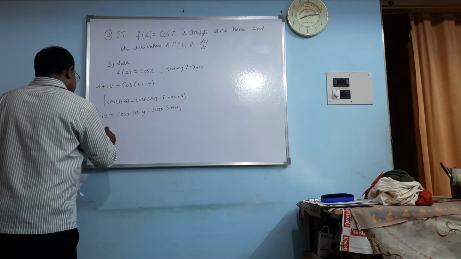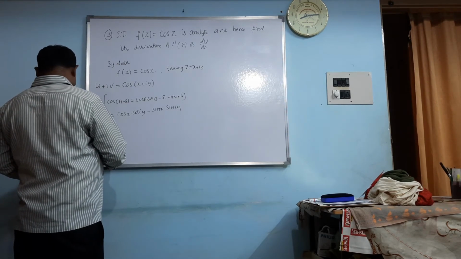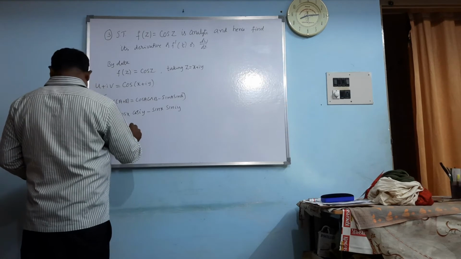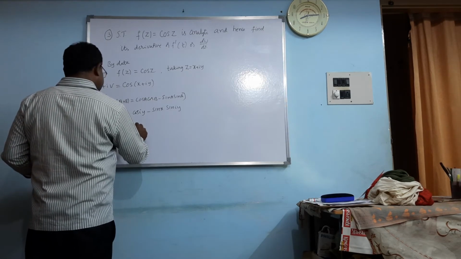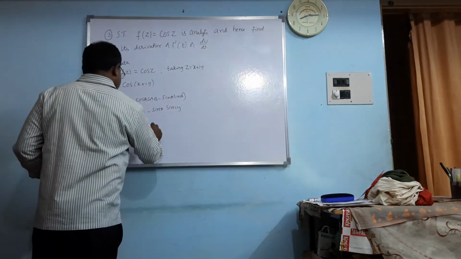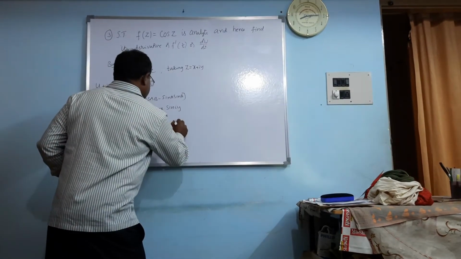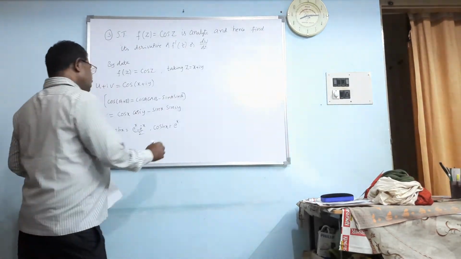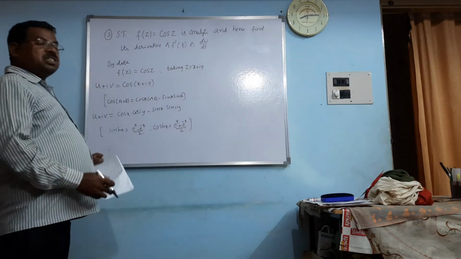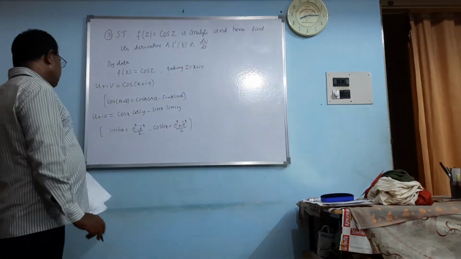Here what is cos hx? e to the power of x plus e to the power of minus x divided by 2, right? These are elementary basic formulas. This is cos hyperbolic.